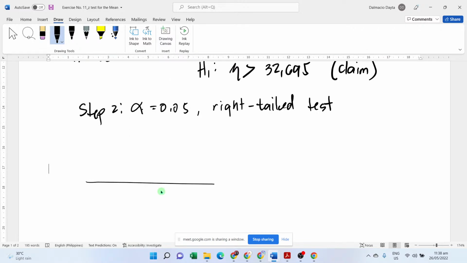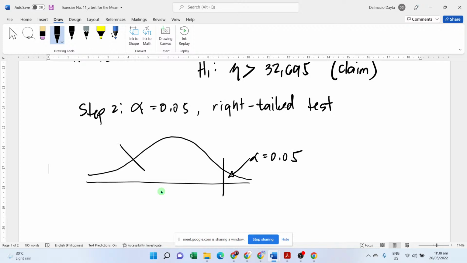It depends on the Z value that we will get from the table. Ito yung ating normal curve. It is a right-tailed test. So, nandito yung ating non-critical and critical region. This area is 0.05. Ito yung tinatawag nating non-critical region.